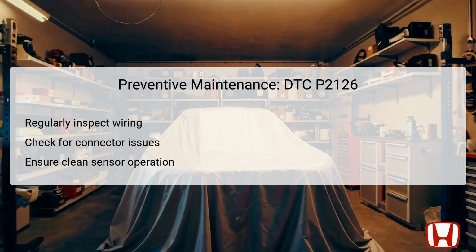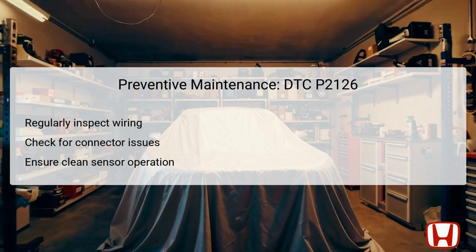Preventive maintenance plays a crucial role in avoiding the recurrence of issues like DTC P2126 in the future. Technicians and vehicle owners should regularly inspect all wiring related to the APP sensor for any signs of wear or damage, as frayed wires could potentially lead to short circuits or open circuits.